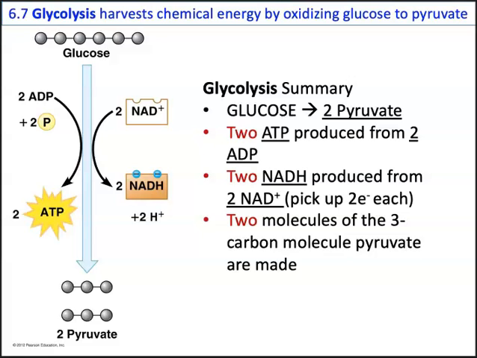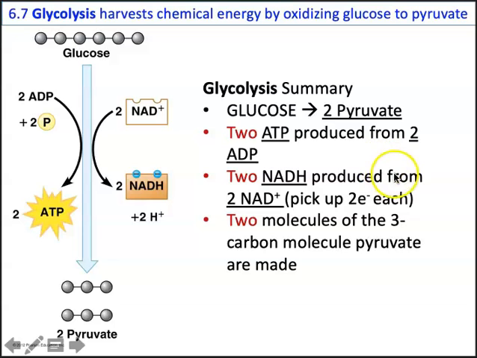So in glycolysis, we're breaking glucose down to release 2 pyruvate molecules, and we produce 2 ATP molecules from 2 ADP molecules. So remember, ADP stands for adenosine diphosphate, which has 2 phosphate groups attached to it. And so we take ADP, we add a phosphate group onto it, and it becomes ATP, adenosine triphosphate, which has 3 phosphate groups on it.